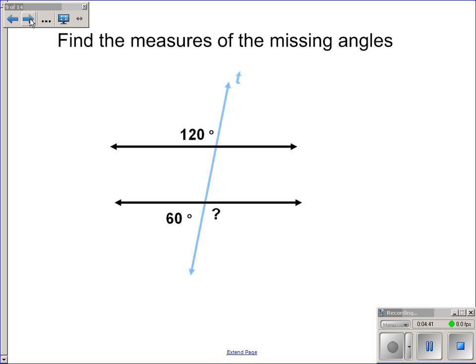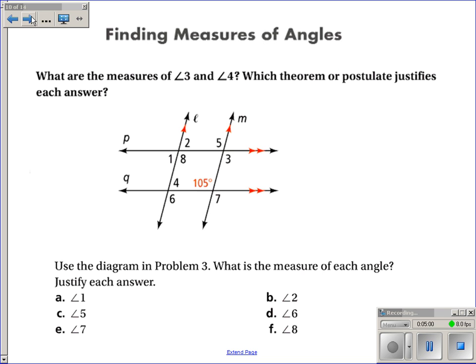Okay, let's use this theorem to find this angle. By the theorem, the alternate exterior angles are congruent. So these two angles are congruent, and so the missing angle will be 120 degrees.